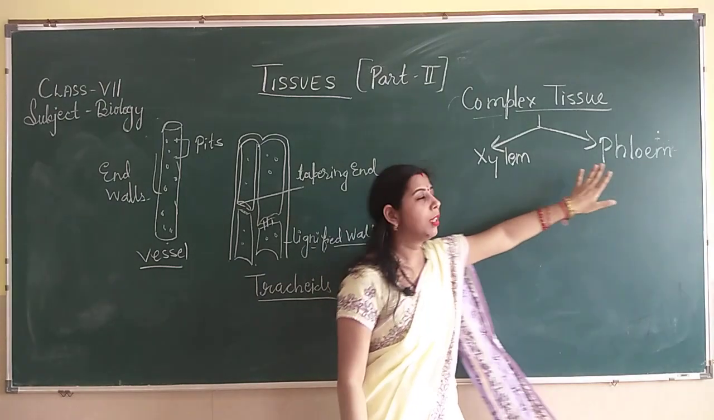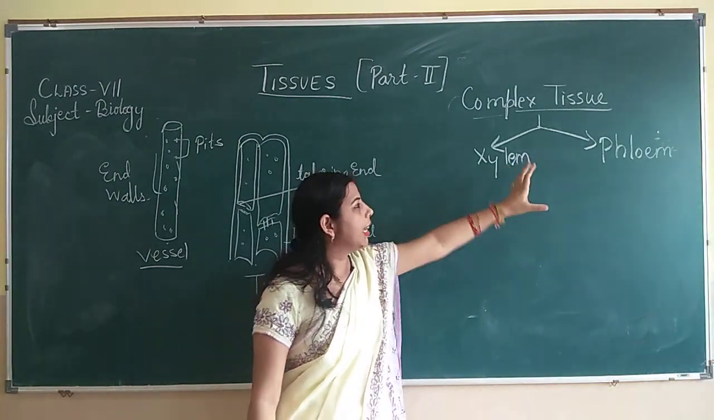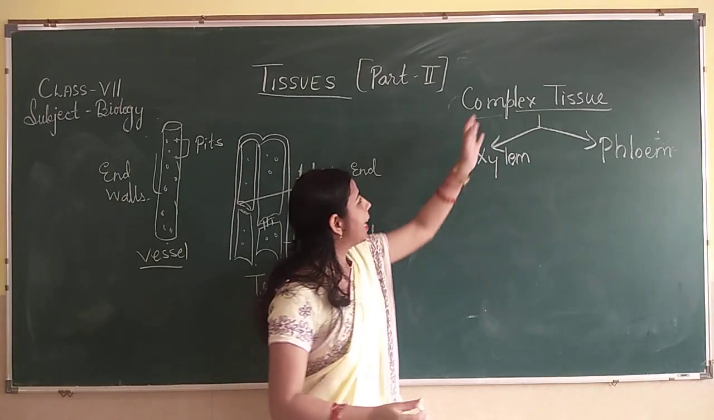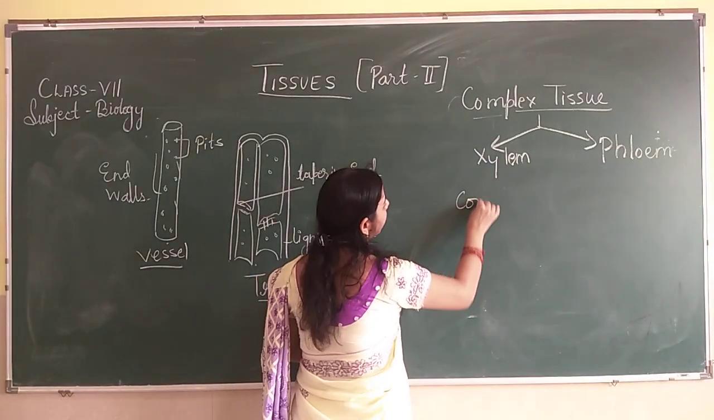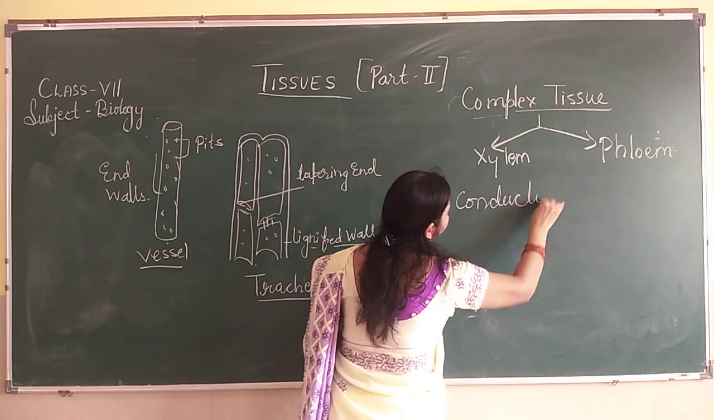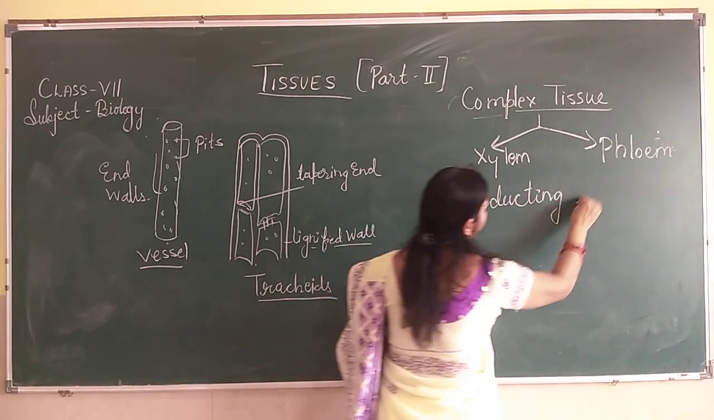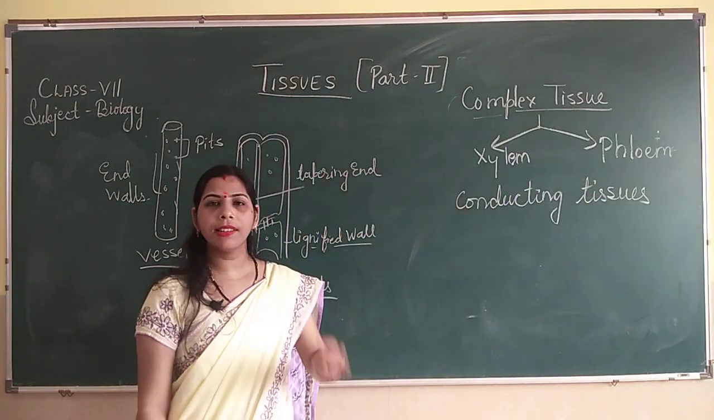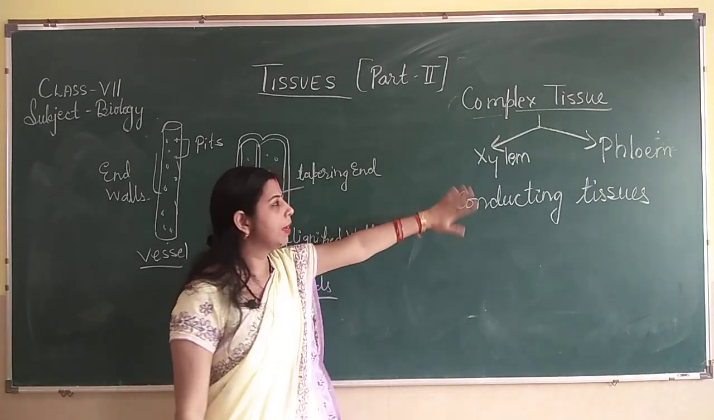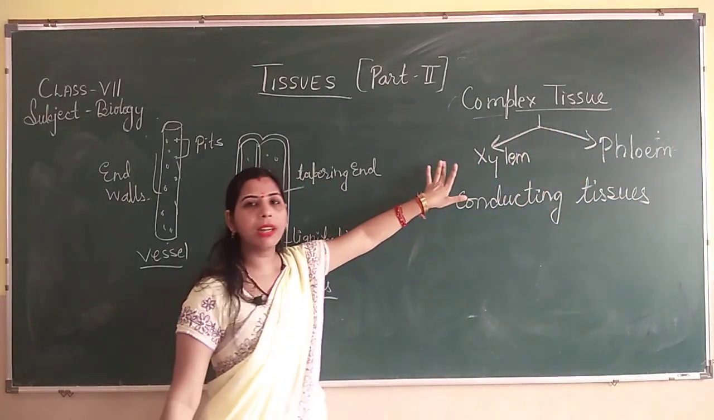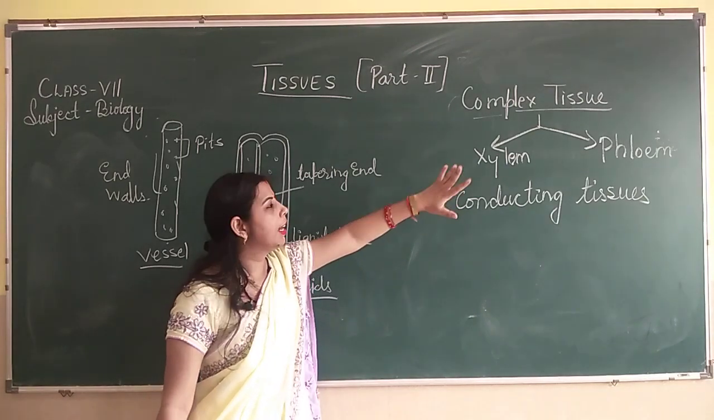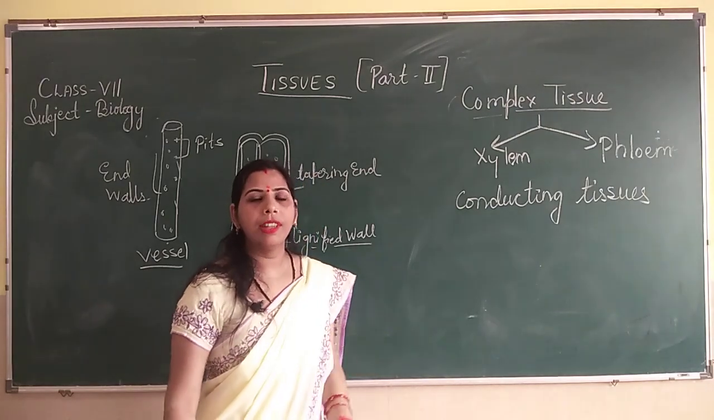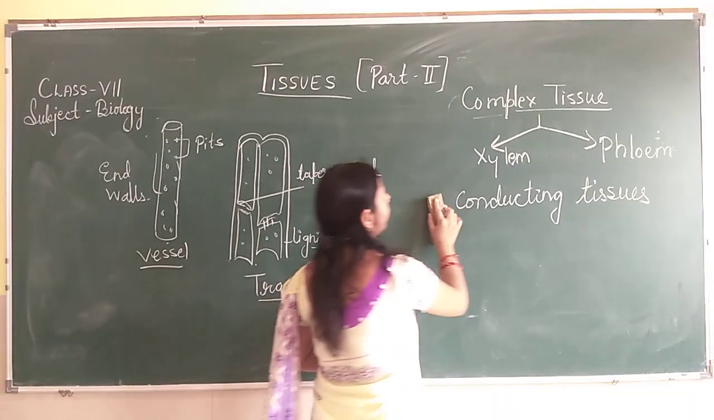Xylem and phloem. The main function of these two tissues is to conduct water and food materials within the plant. That's why these tissues are also known as the conducting tissues. That means in plants there are two conducting tissues. First is the xylem, second is the phloem. Xylem conducts water and minerals in the plant and phloem conducts food materials in the plant. So first we will start with the xylem and see the structure of the xylem.